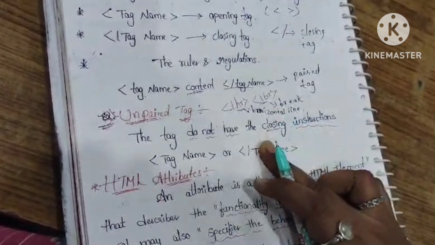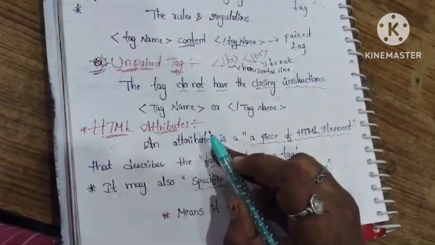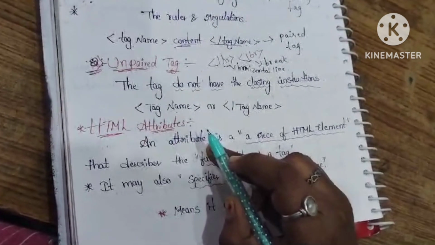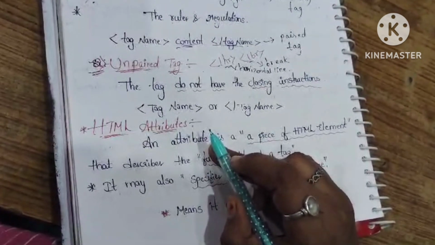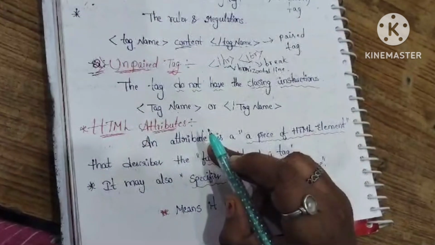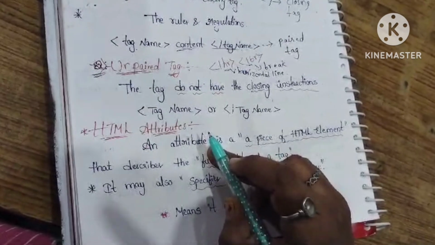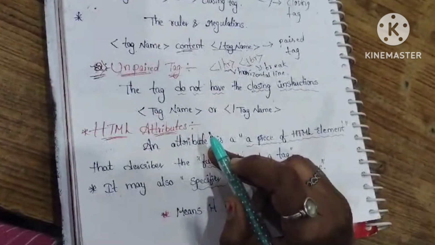Okay, next, what is the HTML attribute? HTML attribute is a piece of an HTML element. In HTML we use both tags and attributes.